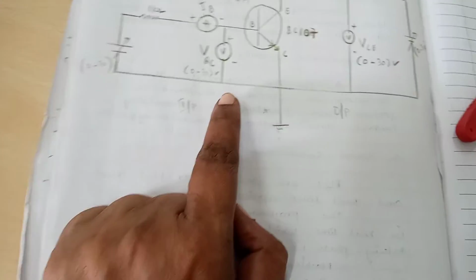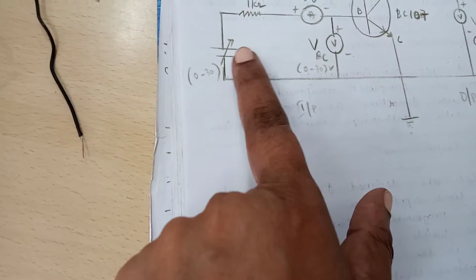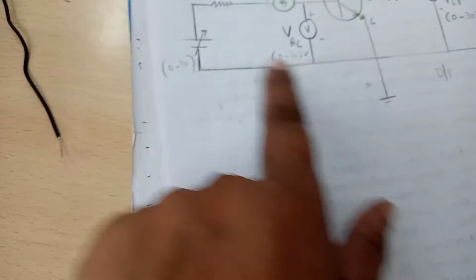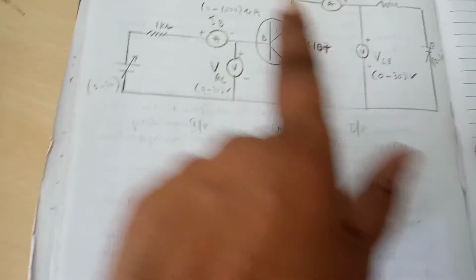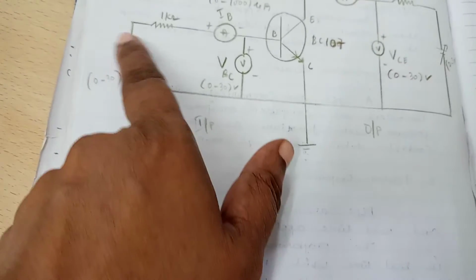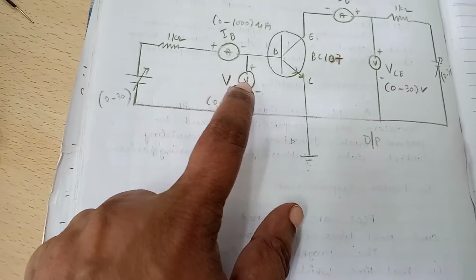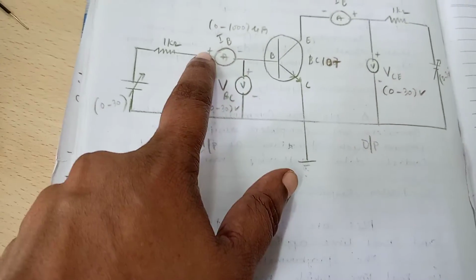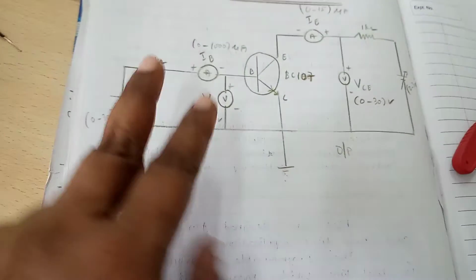So the procedure is, we'll be connecting 2 RPS, regulated power supplies. While doing the input characteristics, we have to keep the VCE at a constant position, and we have to vary the RPS1. Let me call this RPS1. We have to change the RPS1 in steps, and the corresponding VBC and IB values have to be noted down. And this has to be repeated for a second set of readings.